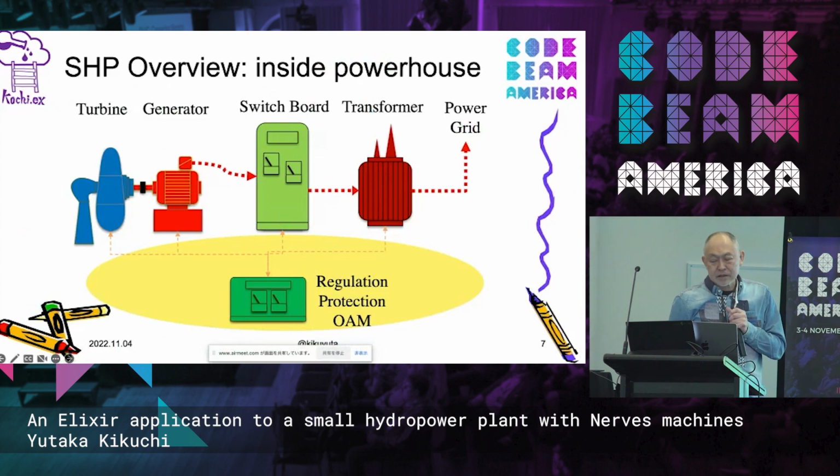In the powerhouse, there is some equipment. The turbine converts water pressure into rotational torque. The generator converts rotation torque into electrical power. That is, some power control system is in the switchboard. The transformer matches the generator output to the grid voltage. And all the facilities are regulated with a control system.